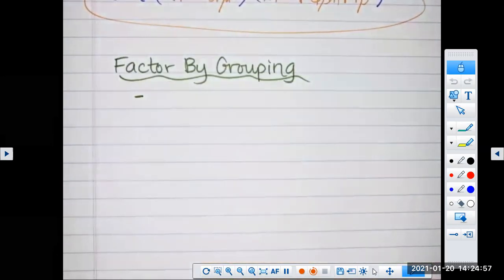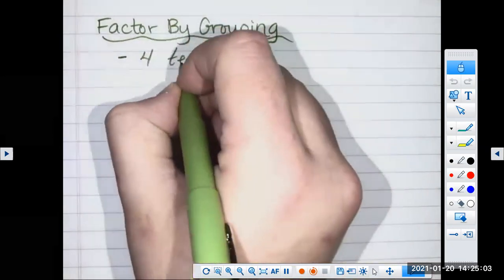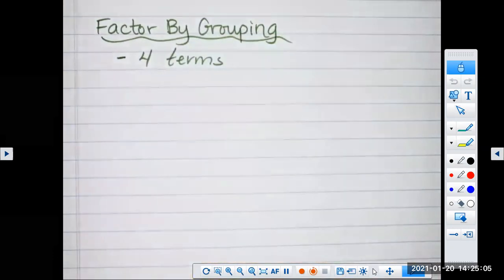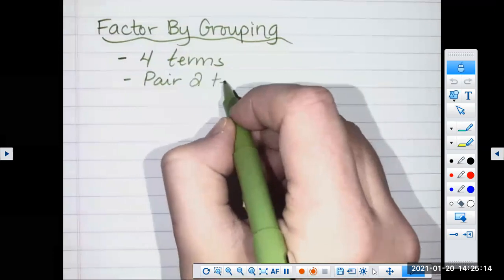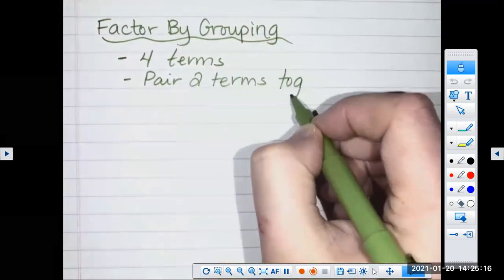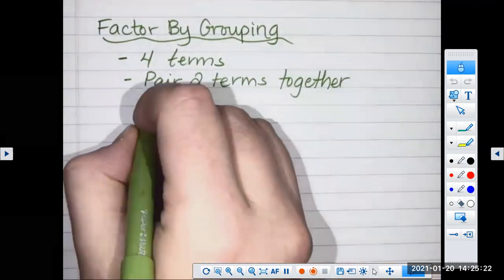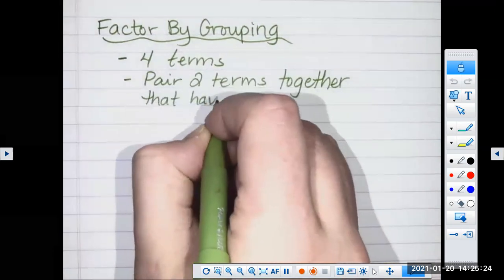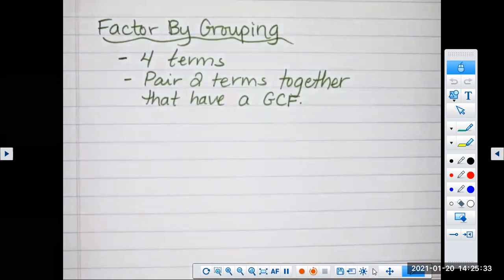Okay, how you know that you can use factoring by grouping is if you have 4 terms. Cannot be 5, cannot be 3. It has to be exactly 4 terms. And you want to pair 2 terms together to have something in common. Pair 2 terms together that have a greatest common factor. And then the other 2 terms, when you pair those together, they should also have something you can factor out.